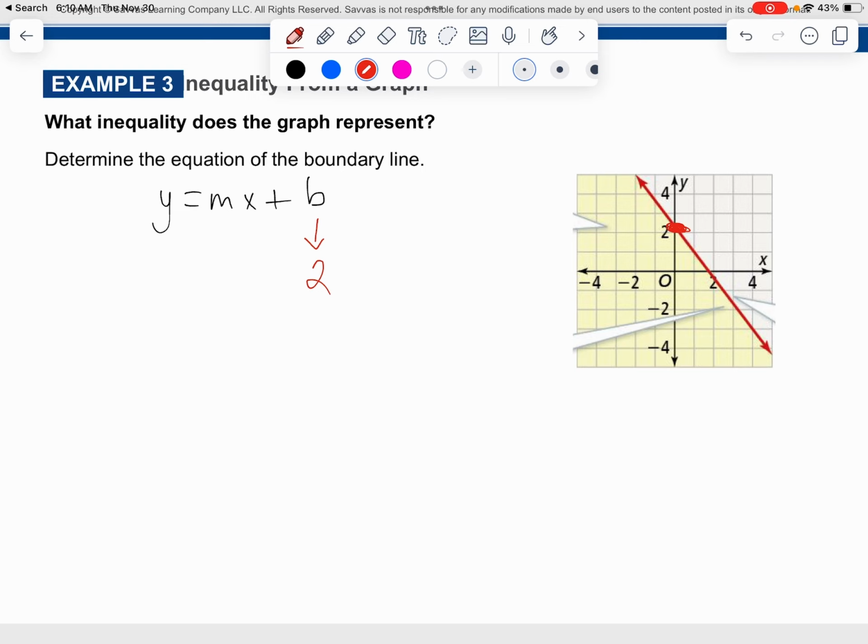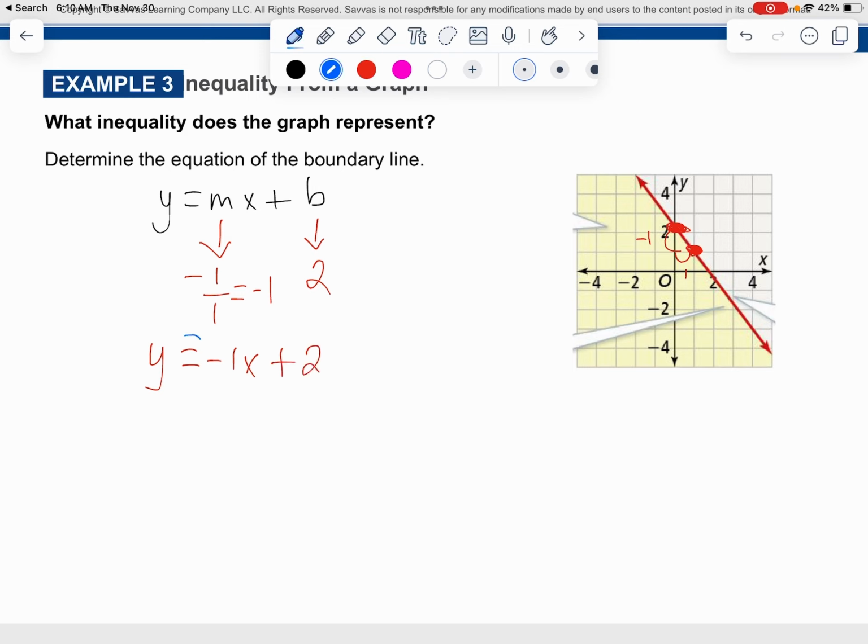So my y-intercept is one point. Here's another point. I go down 1, to the right 1. So my slope is -1 over 1, or -1. So currently my equation is y equal to -1x plus 2.